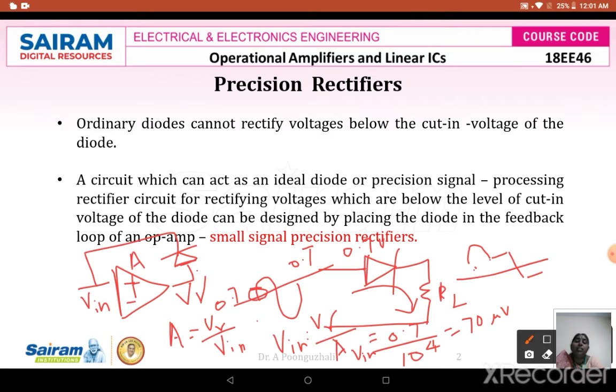When it is used in the feedback path of the op-amp, the cut-in voltage required for the diode to conduct is 70 microvolts, that is 0.7 by 10 power -4. When the voltage is 70 microvolts itself, my diode will start conducting. So that is called your precision rectifier. That is why we go for the precision rectifier.